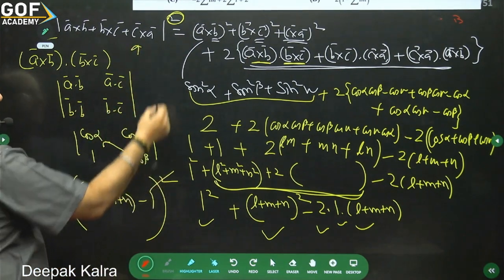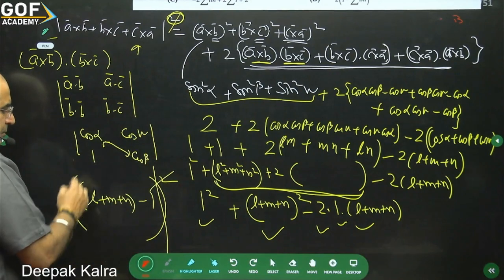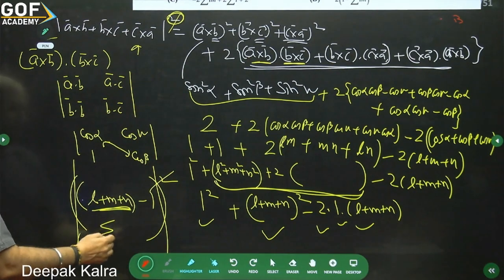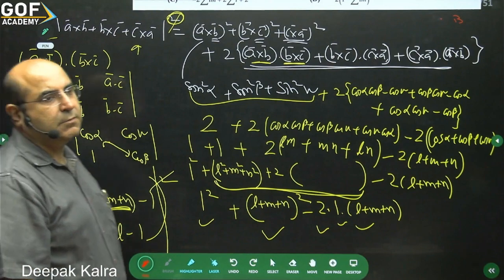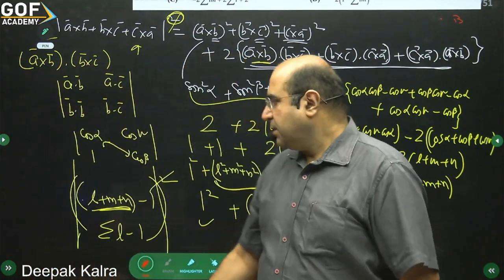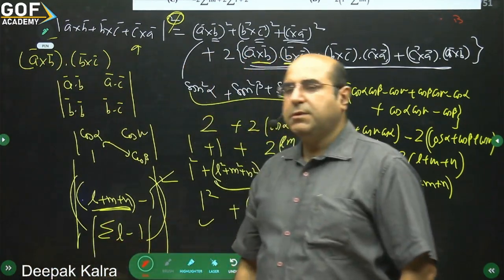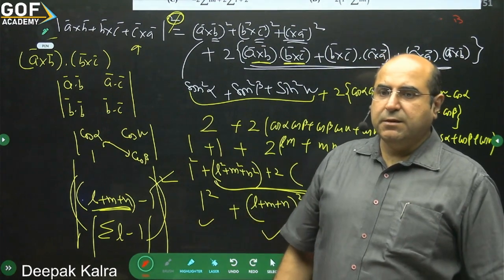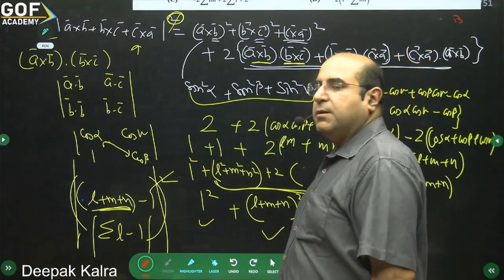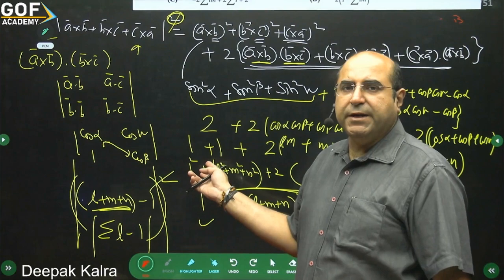Whole square, cancel out whole square, makes it mod, and this is nothing but sigma of L minus 1 under the mod. You understood? You got it, what I did? Hope you are getting the things which I am writing.